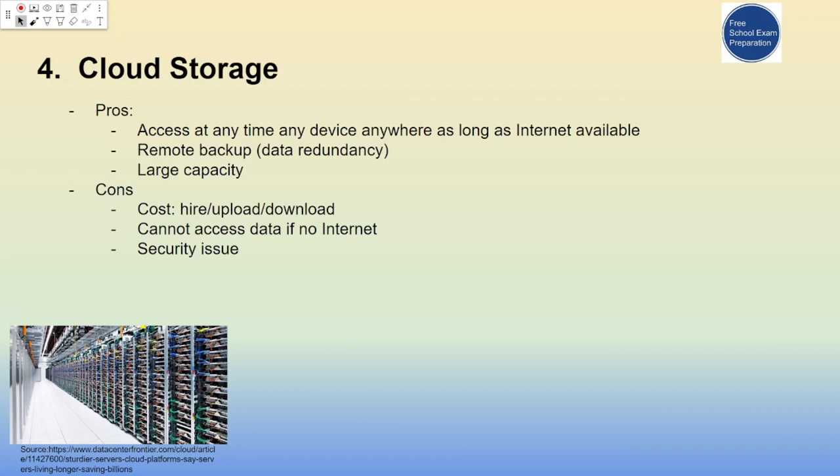Another benefit is it allows data redundancy. That means, for example, if you have a copy of data stored locally on your computer or at a drive, and somehow this computer is broken or the drive is broken, you don't want to lose the data. So you can save another copy at the cloud storage as a backup. This is called data redundancy because the same data is being saved twice or more times.